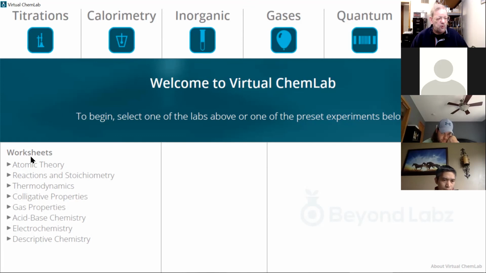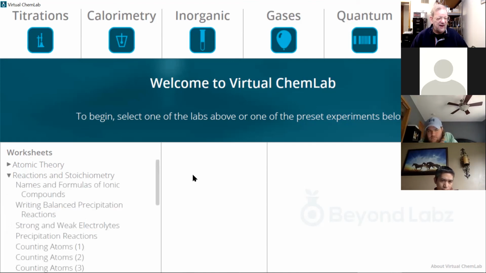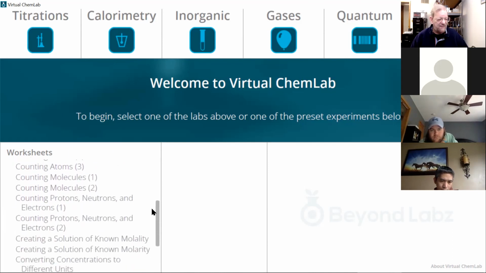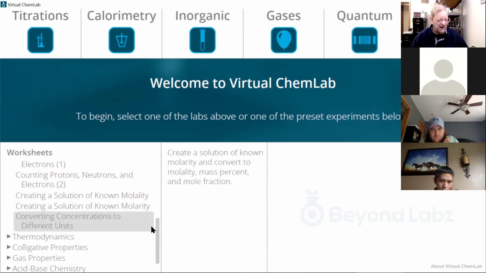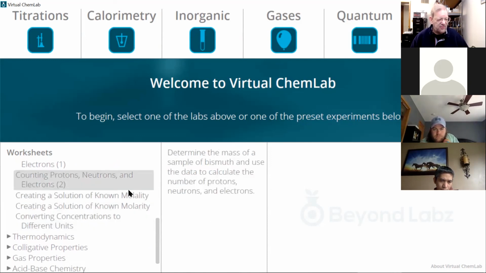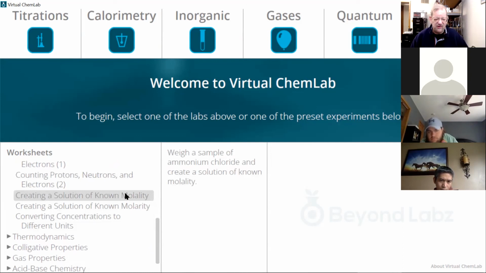Right here where it says worksheets, where it says reactions and stoichiometry, click on that. And then you have further choices. And there's a bar here you can slide down. If you look near the bottom, we have creating a solution of known molarity. Notice the top one, if you look at the column on the right, says sample of ammonium chloride. The other one would be sample of baking soda, which is sodium bicarbonate. You're going to do both.